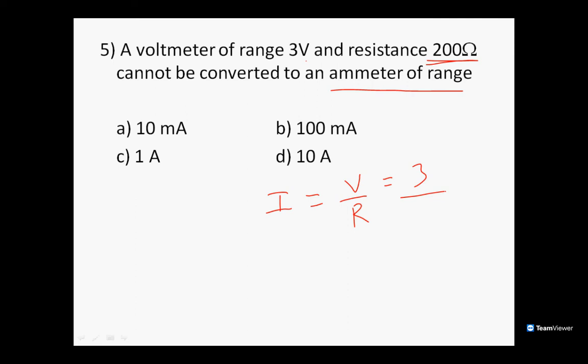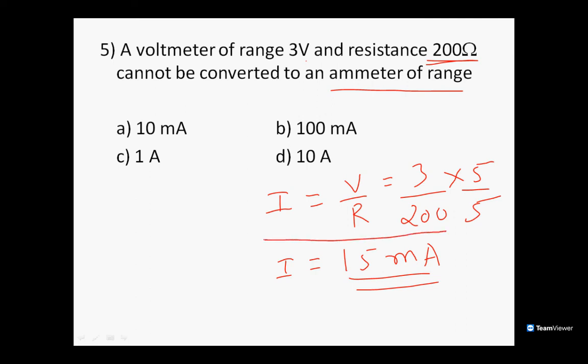It is a voltmeter of range 3 volt and resistance 200 ohm. Then how to calculate the current? Always in any competitive examination, you make the denominator in terms of 10, 100, 1000, and it is possible by multiplying by 5, dividing by 5. Then I equal to 15 divided by 1000. It is nothing but 15 milliampere.